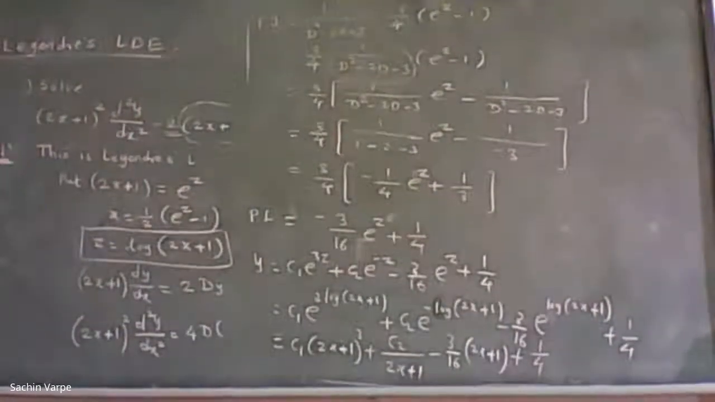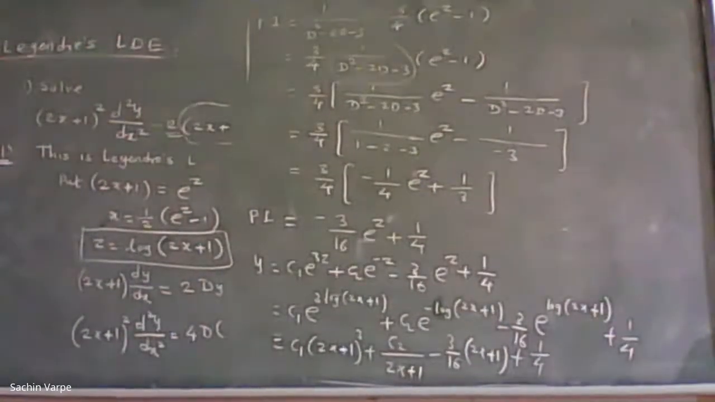Prathamesh, is it square there? Prathamesh, please check once. That is C2. You have written C2 upon (2x plus 1) square. I think it must be raised to minus 1. Isn't it? Prathamesh. Okay, fine.